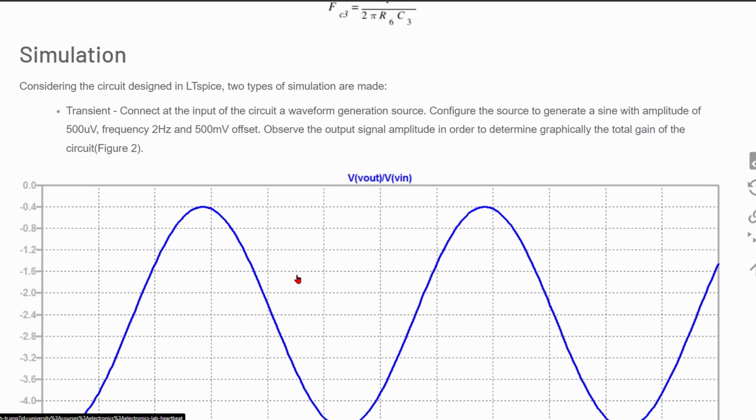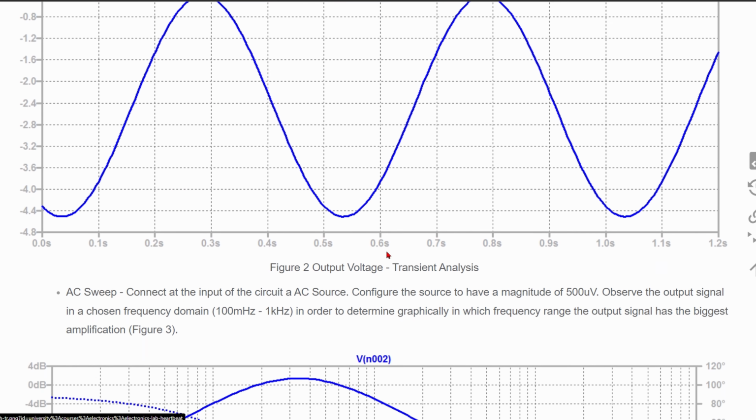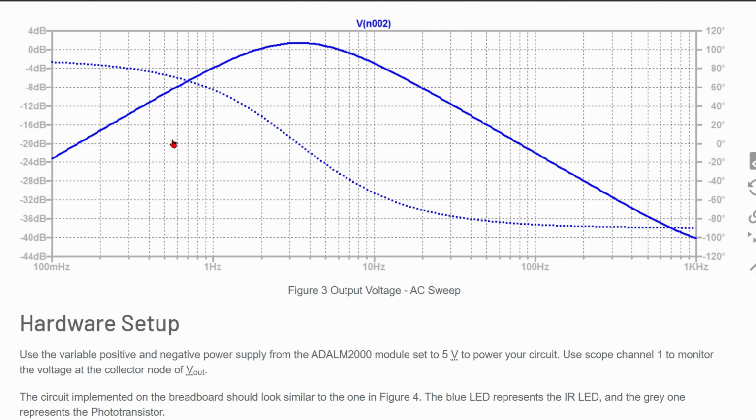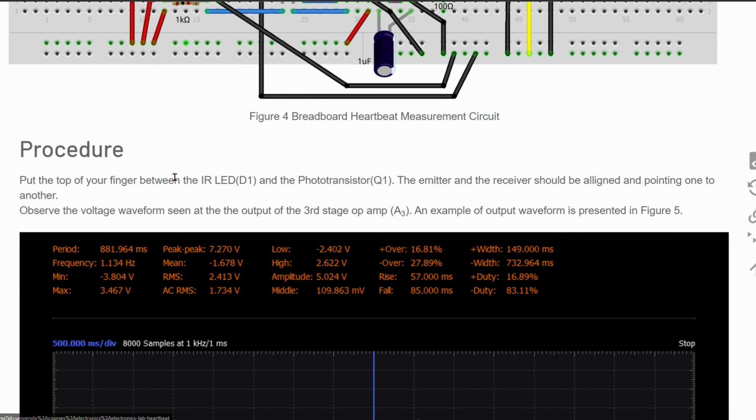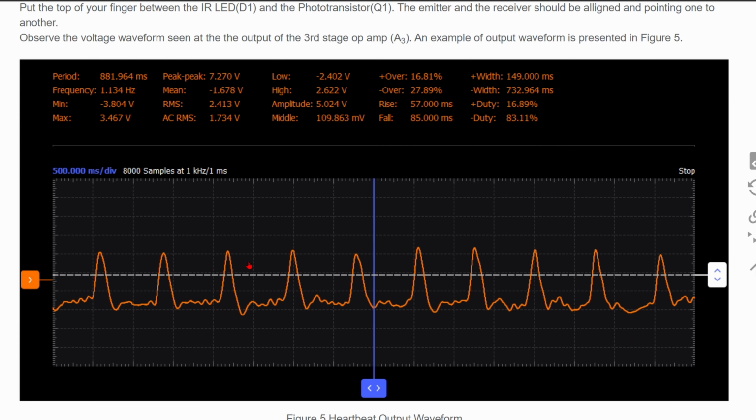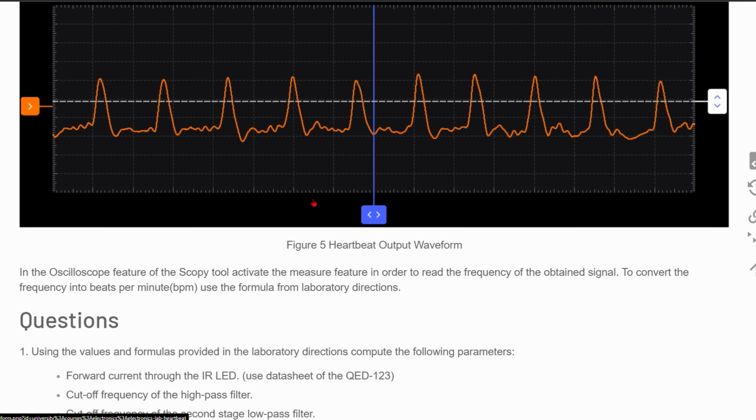Here we have some important things in the simulation. We have the transient, which is going to connect the input of our circuit to the waveform generation source. And then we're going to configure the source to generate a sine with an amplitude of 500 microvolts, frequency 2 Hz, 500 millivolt offset, and observe the output signal amplitude in order to determine graphically the total gain of our circuit. So that is how we would do an AC sweep and find the gain of our circuit. We also have the equations above, and this is what our actual procedure is going to look like.